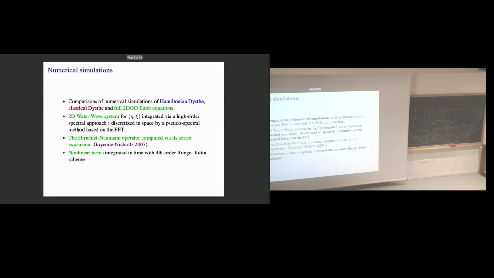Okay, and so I will show you these numerical simulations for the 2D water wave. It will be a pseudo-spectral method based on FFT, and in particular based on the work of Guyenne and Nichols, where the Dirichlet-Neumann operator will be expanded. I think they take about 5-6 terms in the expansion of the Dirichlet-Neumann operator. And okay, that's standard.